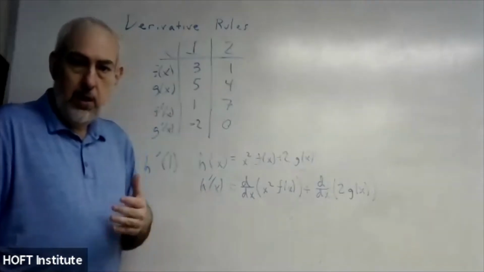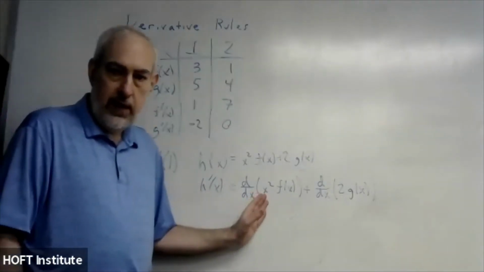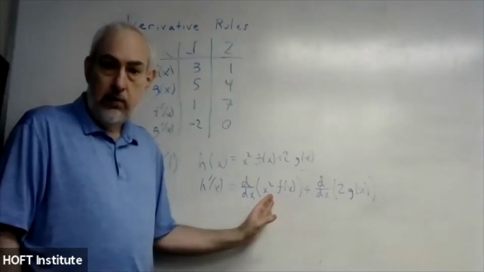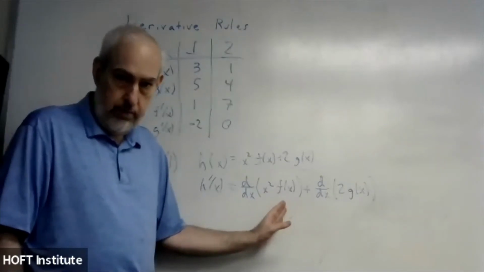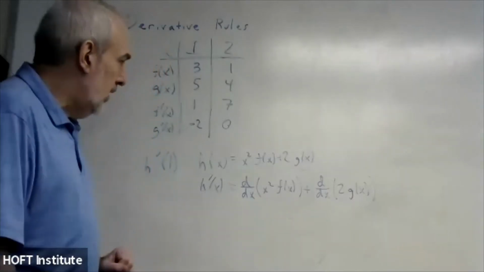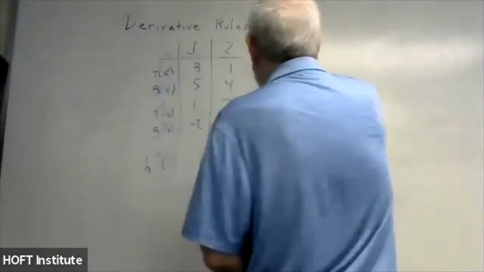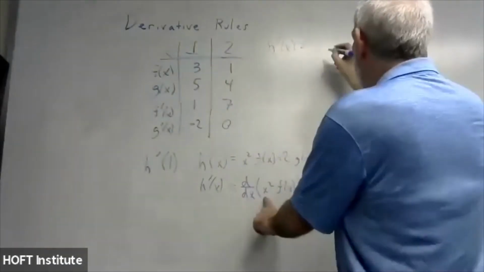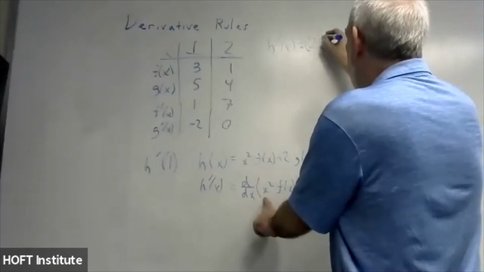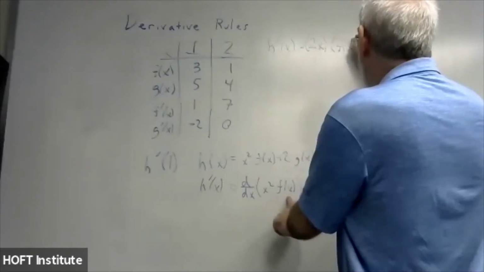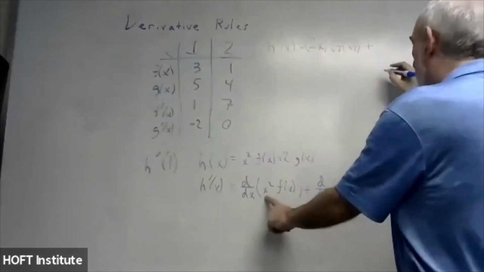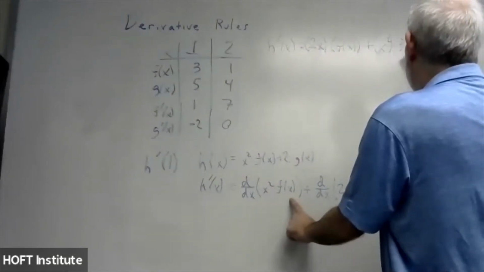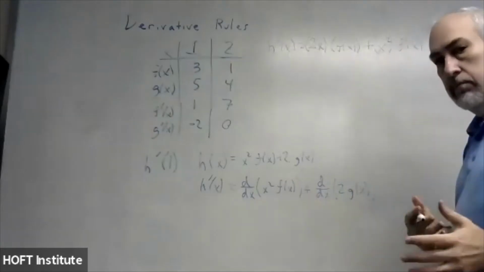Next, I want to take the derivative of x squared times f of x. That's a product of two functions, so I'm going to have to apply the product rule. To save space, I'm going to move up here. The derivative of the first would be 2x times the second, f of x, plus the first, which is x squared, times the derivative of the second. So that is the product rule.